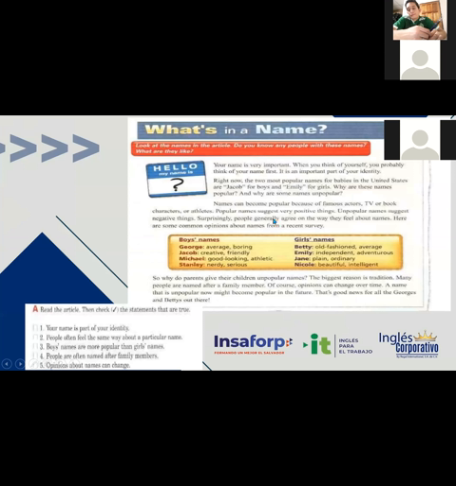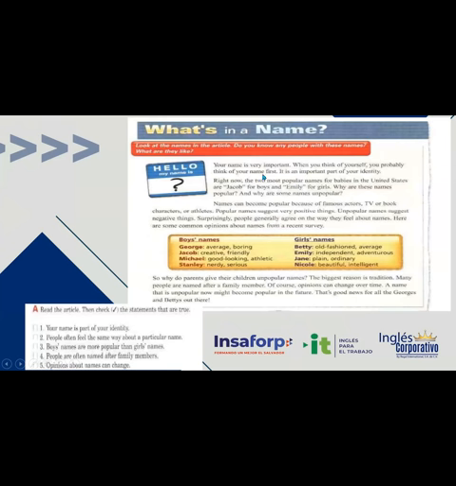Next one, it's what's in a name, okay? It's time to read. So quickly, because of time, I am going to read, pay attention to the information, and answer, you're going to give me the answers to the questions, okay? Al finalizar la lectura, me va a decir si es cierto o verdadero cada una de las oraciones que aparecen acá, okay? So, look at the names in the article. Do you know any people with these names? What are they like? Your name is very important. When you think of yourself, you probably think of your name first.